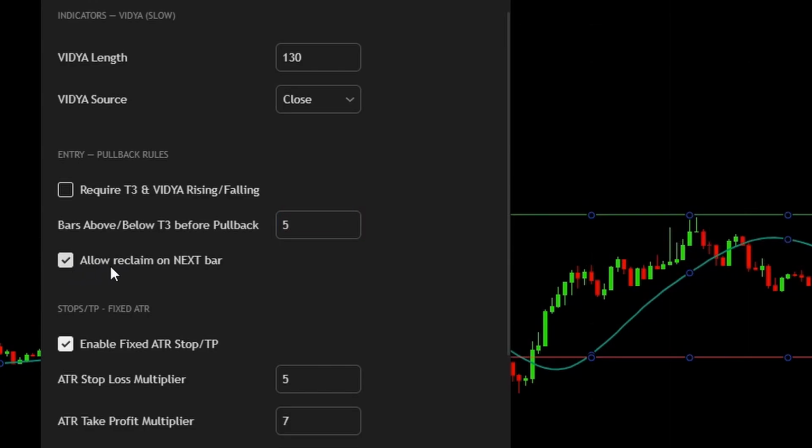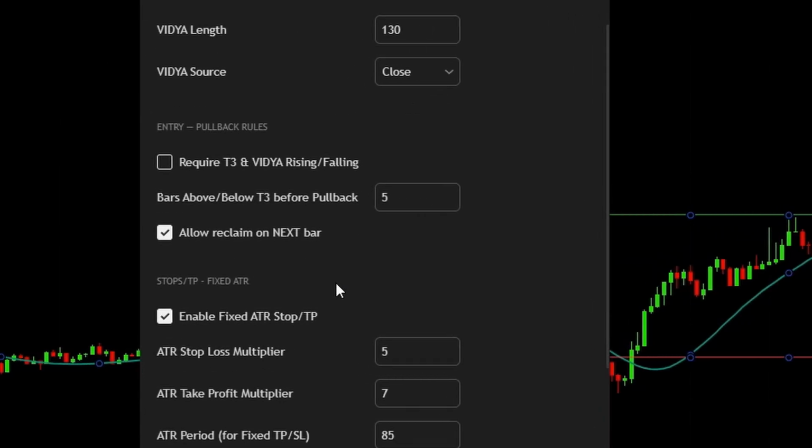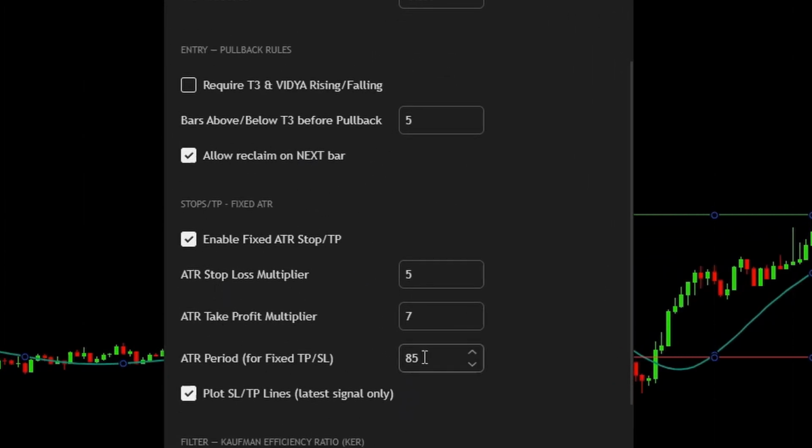For this optimization, we use another option, which is called Allow Reclaim on Next Bar. As that is ticked, that means that if the price closes under the T3 in the pullback phase, but then on the next candle immediately closes above the T3, then it can be a valid entry. Now here that was almost the case, but we have another candle close under the T3, so this is not valid at all. Below that you can set up the stop loss and take profit levels.